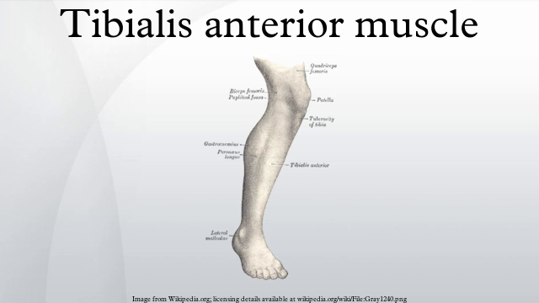Structure: it arises from the lateral condyle and upper half or two-thirds of the lateral surface of the body of the tibia, from the adjoining part of the interosseous membrane, from the deep surface of the fascia, and from the intermuscular septum between it and the extensor digitorum longus.